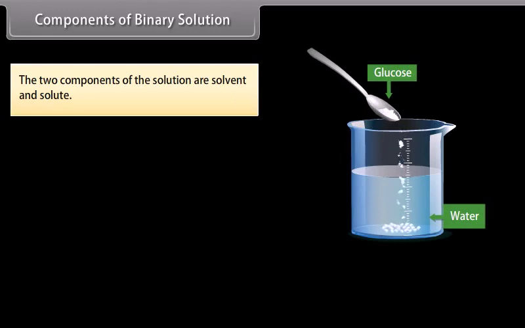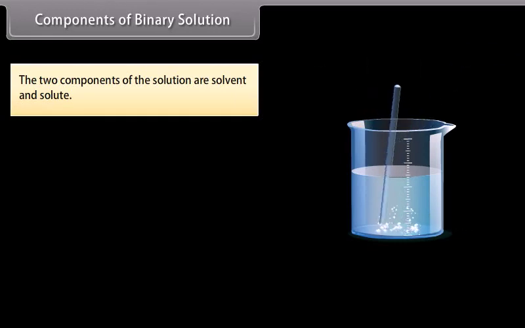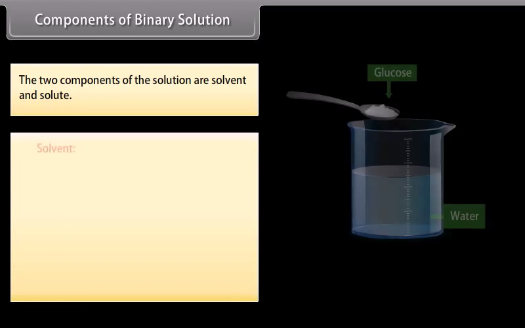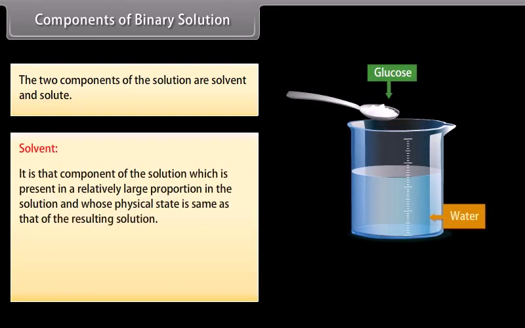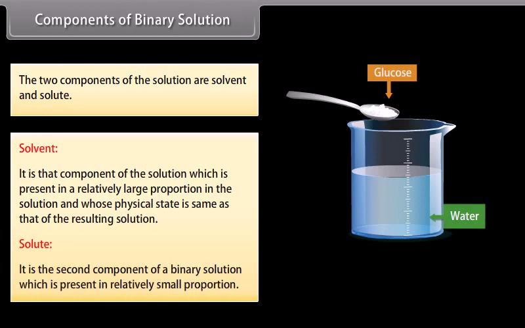Components of binary solution. The two components of the solution are solvent and solute. Solvent: it is that component of the solution which is present in a relatively large proportion in the solution and whose physical state is same as that of the resulting solution. Solute: it is the second component of a binary solution which is present in relatively small proportion.